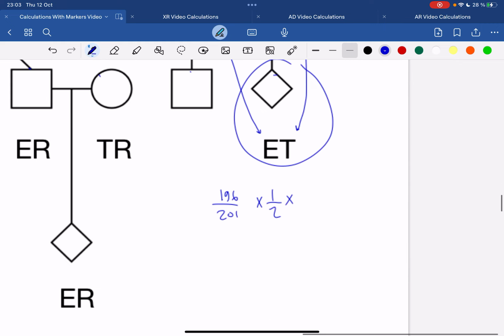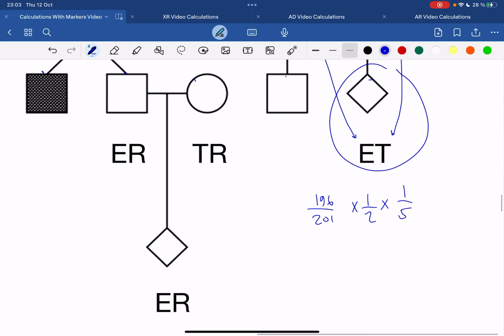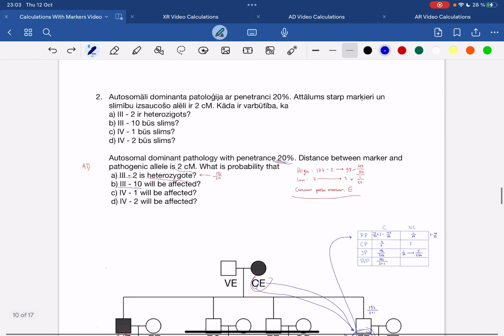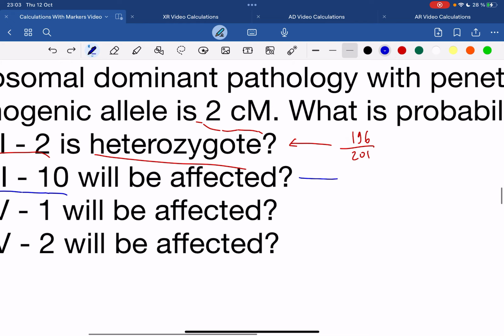So that would be 1/5. And that is equal to 98/1005. This is just the simplified answer. So here we write 98/1005.